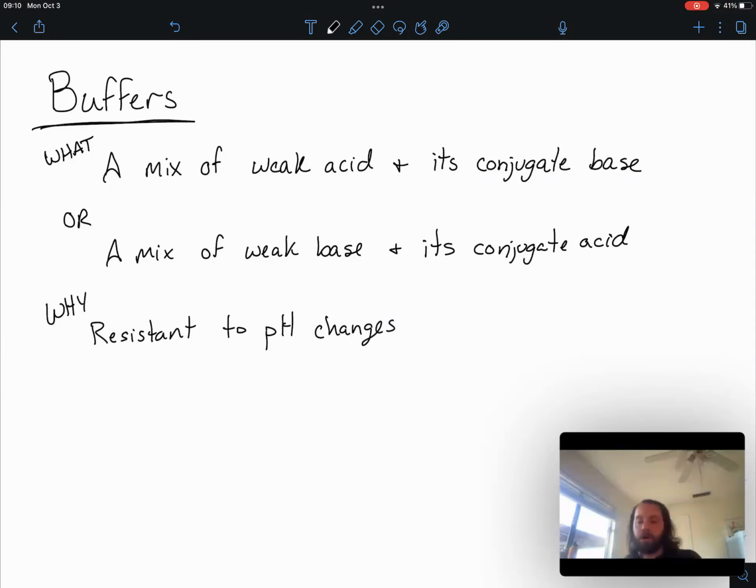All right. So just to take a step back, I remember first learning about buffers and really not appreciating why the heck we bothered using them. So just to take a step back and to contextualize why they're so important in chemistry.